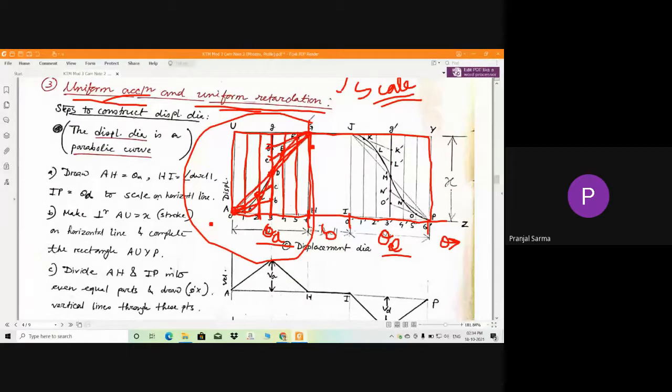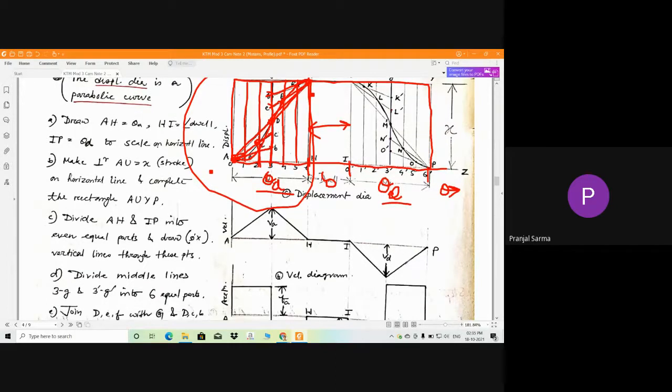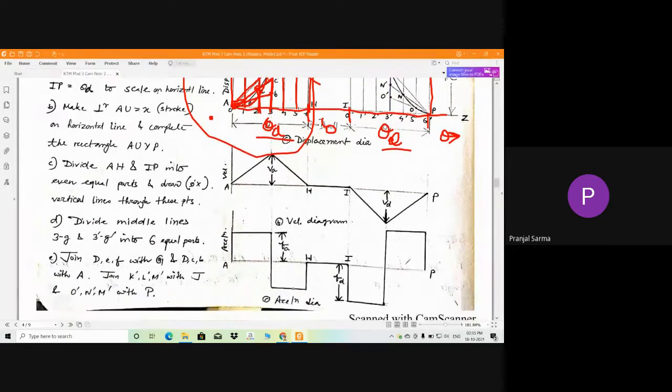The outstroke. Then after that we have the dwell. So for the dwell, there is no need to make any kind of division. You don't have to bother about that because there is no motion of that particular follower. If there is no displacement of the follower, there is no discussion about velocity and acceleration in that case. Similar is the case for the return stroke, but it will be in the opposite direction. So I believe if you try it, you'll be able to.